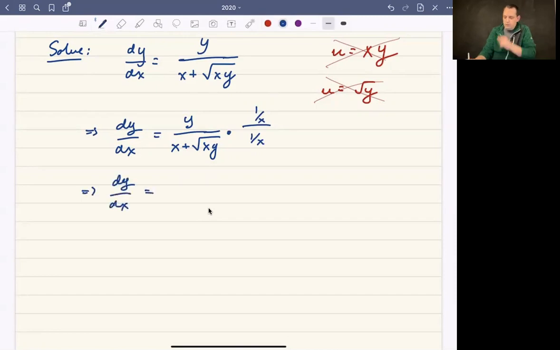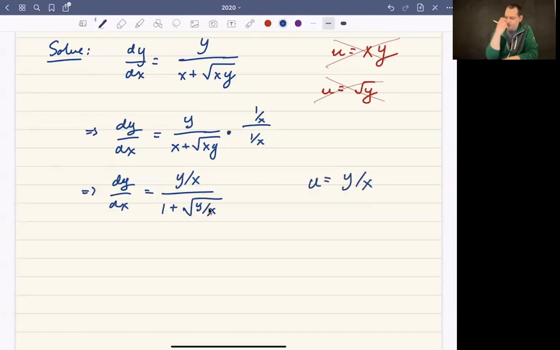Anyway, if we multiply by 1 over x, then our differential equation is going to be (y/x) divided by 1 plus the square root of (y/x). And so (y/x) divided by 1 plus the square root of (y/x) leads us to a guess that u should be y over x. And that turns out to be the right substitution.